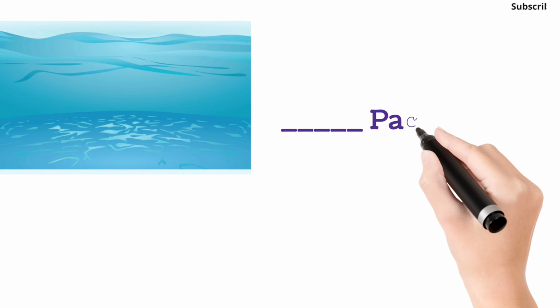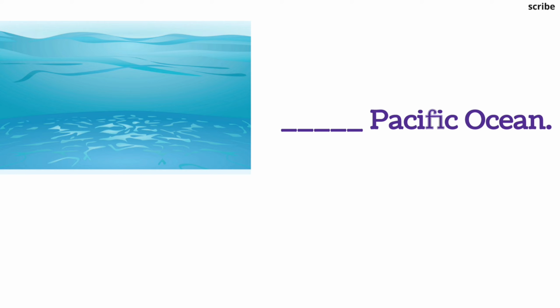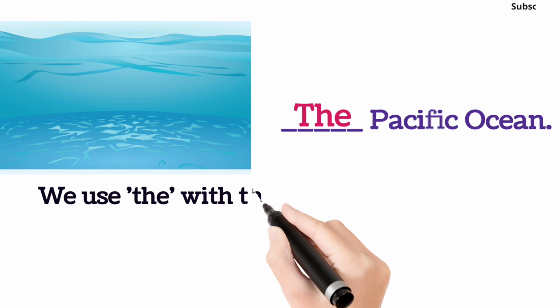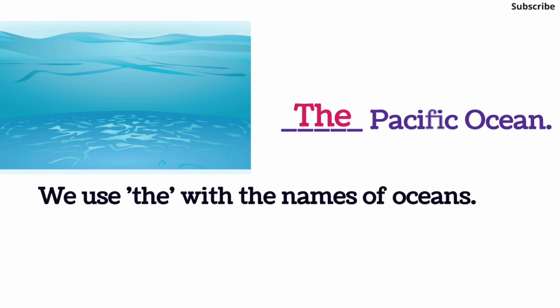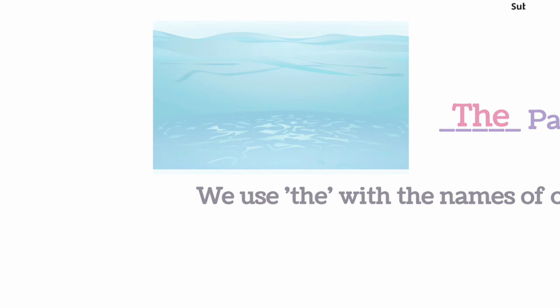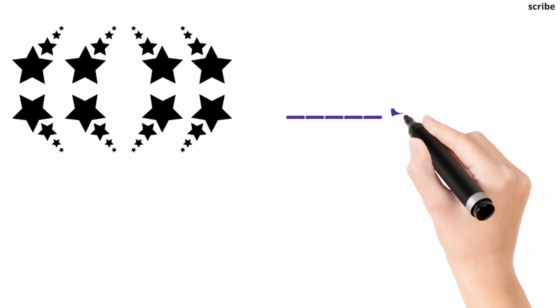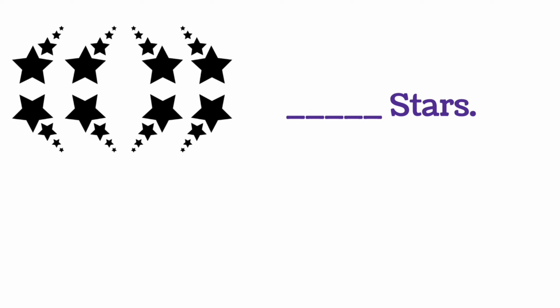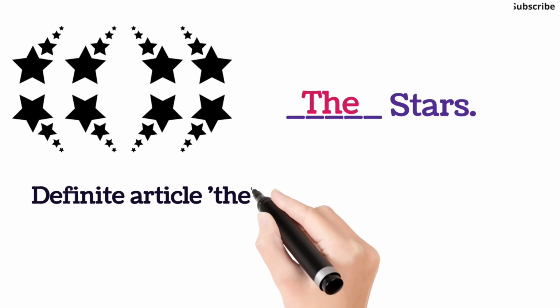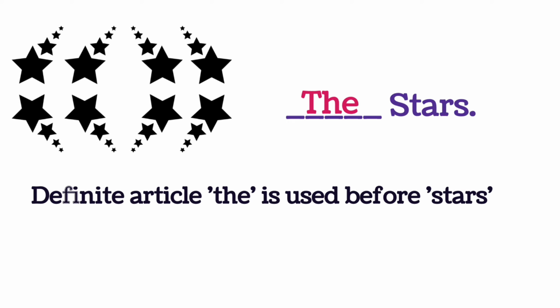Dash Pacific Ocean. The Pacific Ocean. We use the with the names of oceans. So the Pacific Ocean. Dash stars. The stars. Definite article the is used before stars. So the stars.